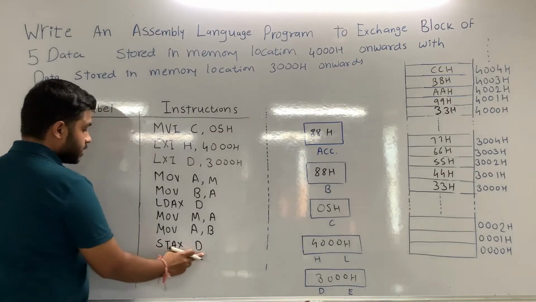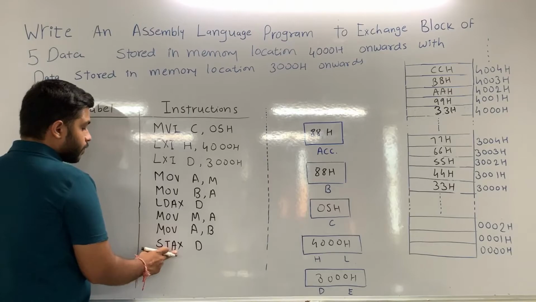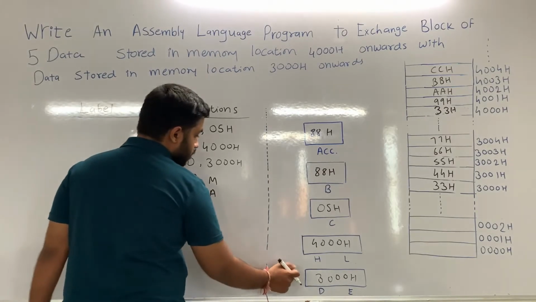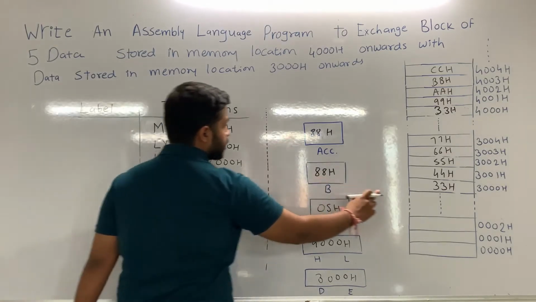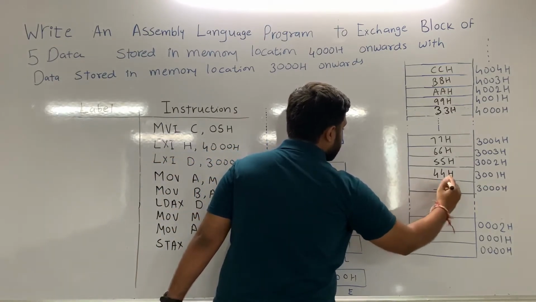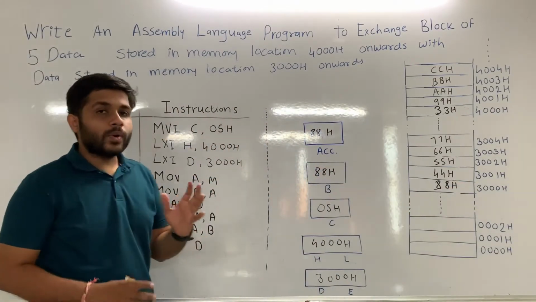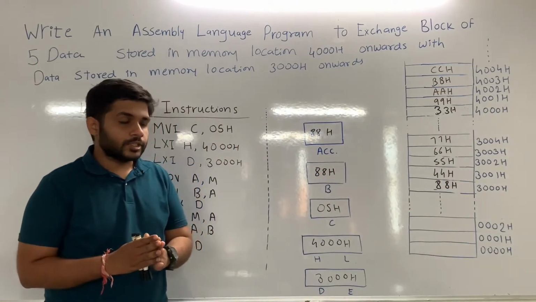STAX D. STAX D means store data from accumulator to memory location specified in DE pair. In the DE pair, 3000H is specified. So from the accumulator, the data will be transferred to the memory location 3000H. Now, one data is successfully exchanged.